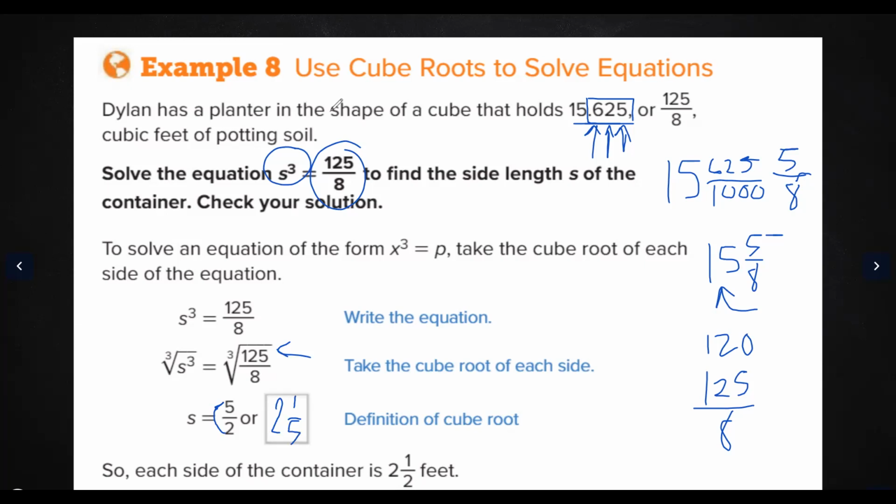So s is 5 over 2, or 5 halves. In other words, the 2 fits into the 5 twice, and we have 1/2 left. So each side of the container is 2.5 feet. Okay, that's how we do it.